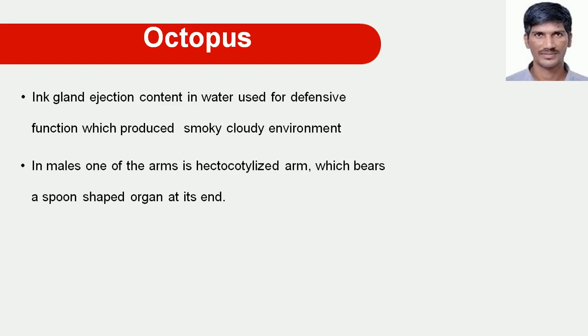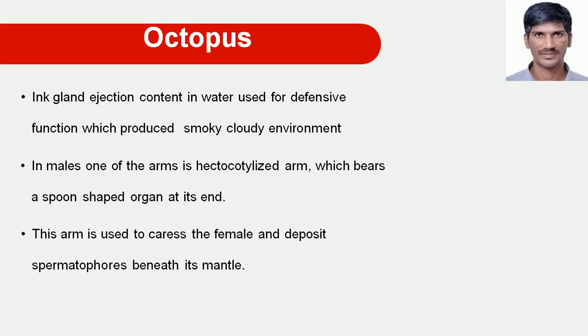The sexes are separate, and they show sexual dimorphism. In the male, one arm is a hectocotylus arm, which bears a spoon-like structure at one end. This arm is used to copulate with the female, and it deposits the spermatophores beneath the mantle. Most of the time the octopus is a carnivorous animal. It feeds on crabs, bivalves and fishes.